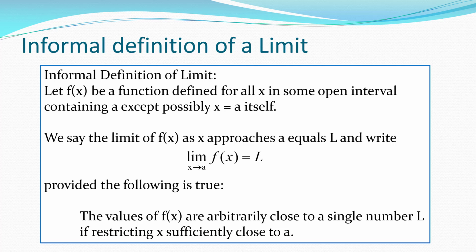The values of f of x are arbitrarily close to a single number L if we restrict x sufficiently close to a. This implies that we can control the function values to be as close as we want to a single number by restricting x to an interval of numbers around a, except that this does not need to be true when x is a itself. In that case, we just ignore that value entirely.